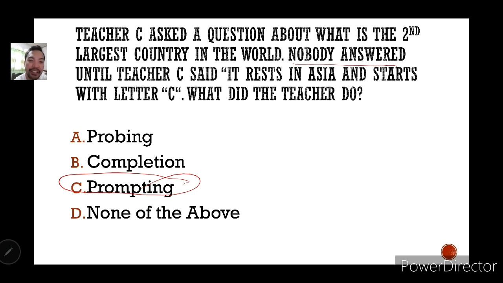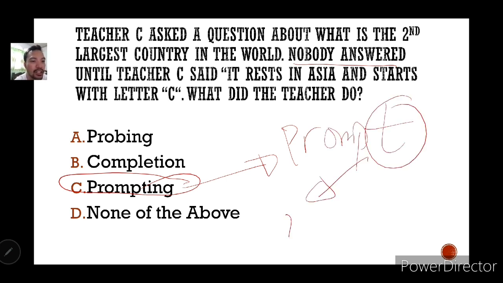So the answer here is prompting because, as we have said a while ago, prompting comes from the root word prompt, and the end letter is T, which means tulong.